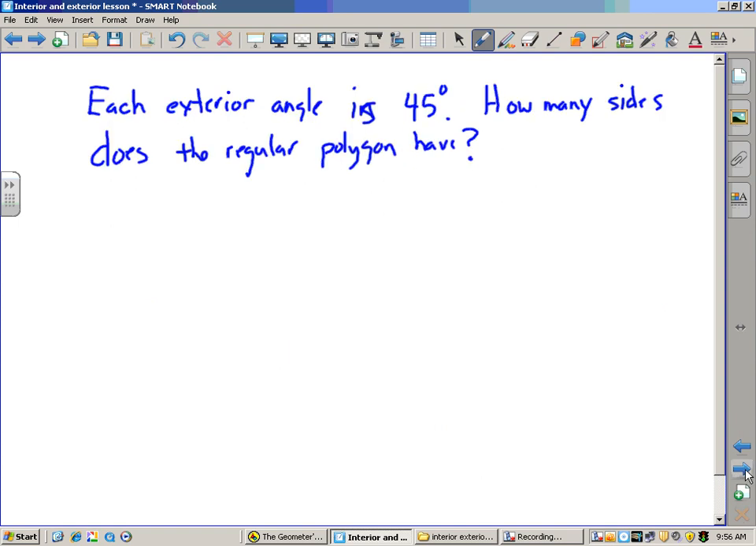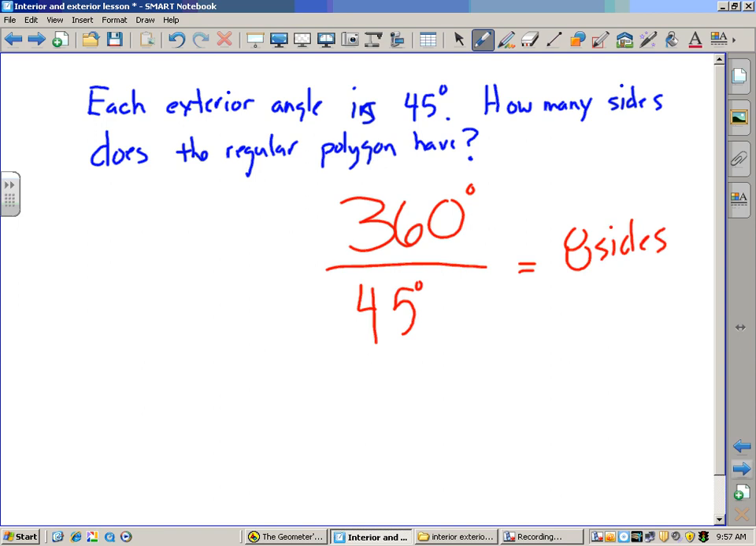Okay. Now, what happens if I know every exterior angle is 45 degrees? If every exterior angle is 45 degrees, could I find out how many sides a polygon has? I mean, what would I do? 360 divided by 45. What I want to do is see how many of these 45-degree angles will add up to 360 degrees. And this is not bad. I mean, what we've done so far, it's pretty simple work, right?